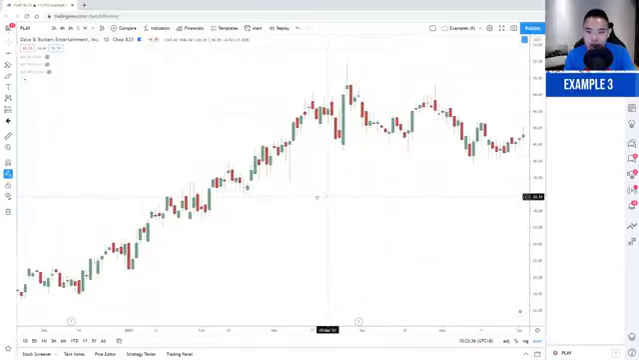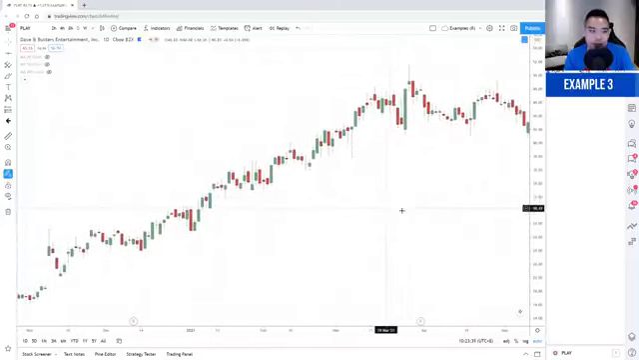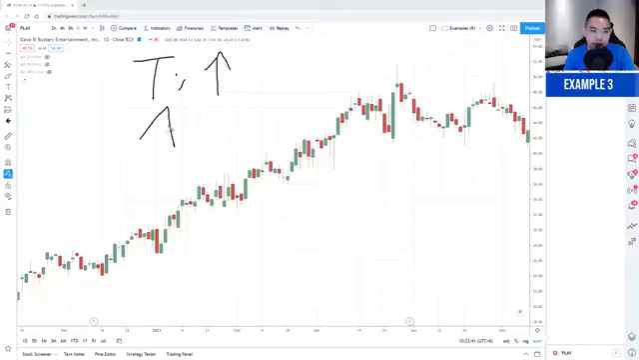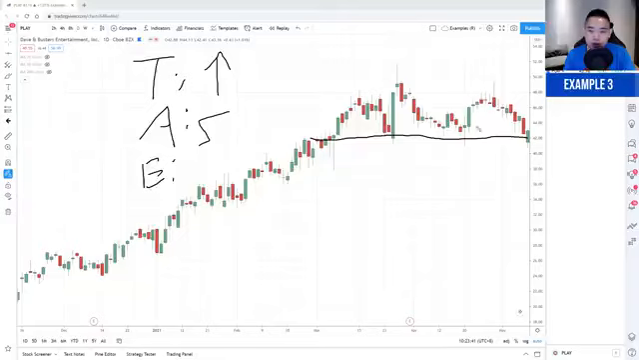So this is the chart of Dave and Buster's Entertainment. Again, going through the TAY formula, you can see that this market is in an uptrend. Area of value: you can see this market coming into this area of support over here. And finally, we have a valid entry trigger. It's not really a bullish engulfing pattern, and neither is it a hammer, but still it's a valid entry trigger to go long because you can see rejection of lower prices.